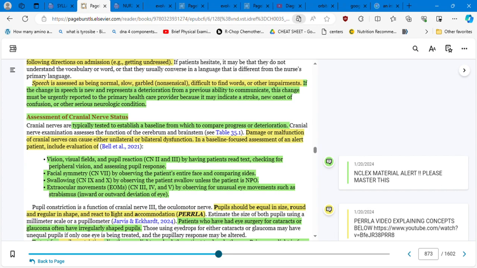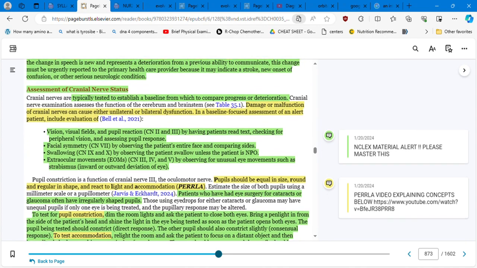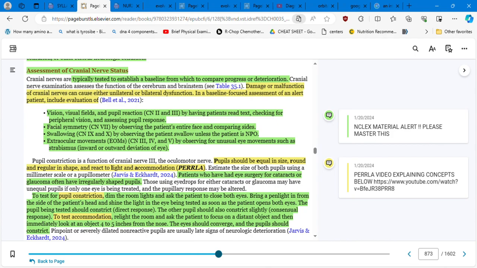If the change in speech is new and represents a deterioration from a previous ability to communicate, this change must be urgently reported to the primary healthcare provider because it may indicate a stroke, new onset of confusion, or other serious neurologic conditions. Probably they are in diabetic coma. Okay, their sugars are above 700, and the brain fog is transitioning to a worse scenario. Be careful.